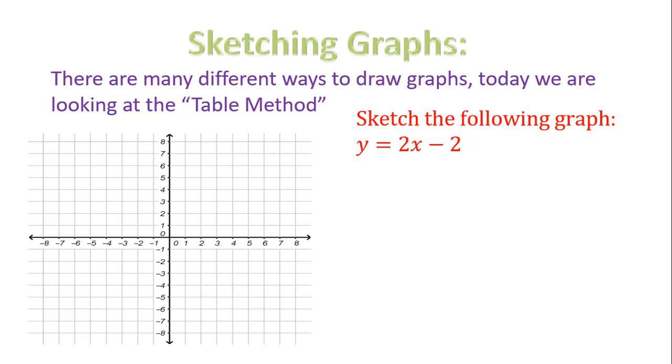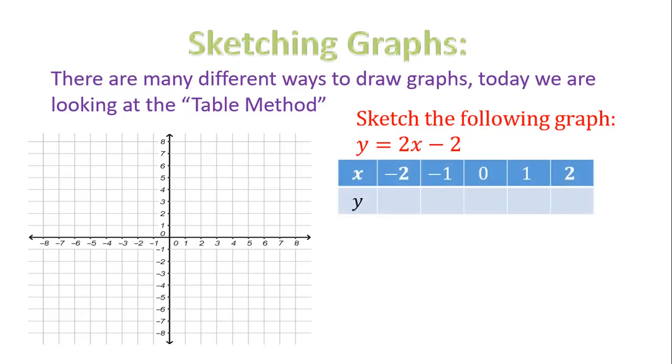On our left hand side we've got our Cartesian plane where we're going to eventually draw it. But we're using the table method, so we start off with our table. Basically what we do here is we have x values, we put them in the equation, we get our y values and we fill it in on the table. So let's do this. Firstly, we write down the equation. In this case it's y equals 2x minus 2.